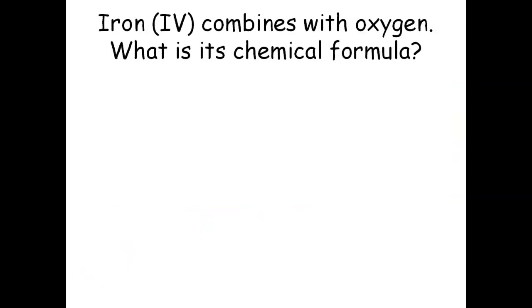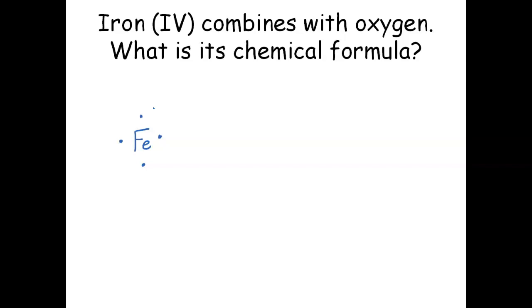Here I have iron 4 combining with oxygen. All right, so when we look at iron 4, we see the Roman numeral of 4. That tells us how many valence electrons we have. So I know that I have 4 valence electrons. I am going to draw iron with 4 valence electrons. Remember, make sure that you have a valence electron in each region before you start pairing them up. Next comes oxygen.